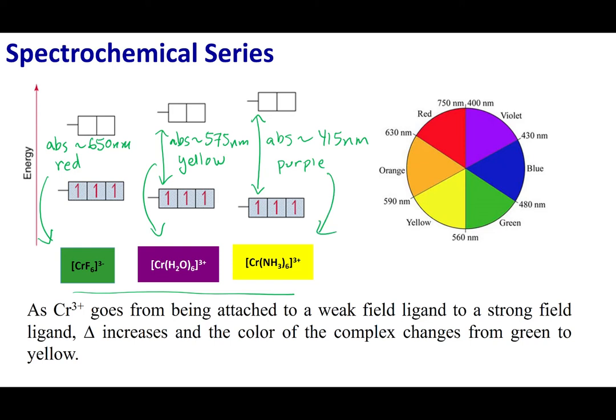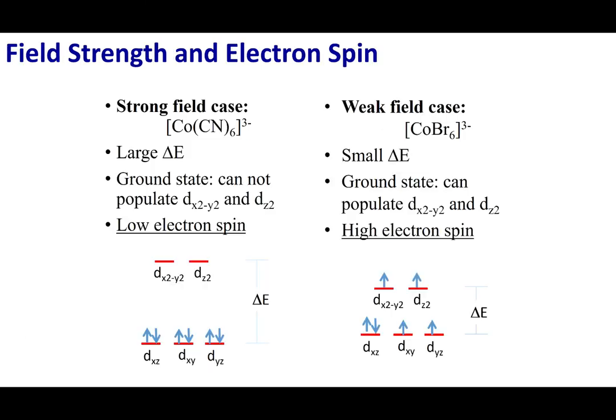So what I hope you guys can see is by changing the ligand, I change the delta E, the crystal field splitting energy, and by doing that, I change the energy of light that it can absorb. If I change the energy of light that I absorb, then I'm going to change what color it's going to look to me. Now let's take a look at some other consequences of the crystal field splitting.